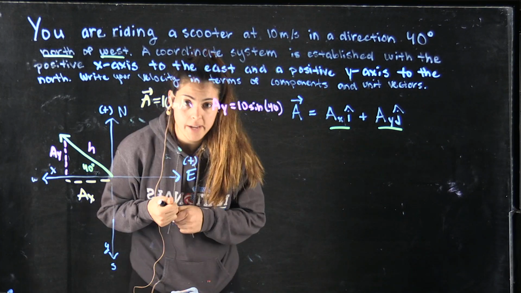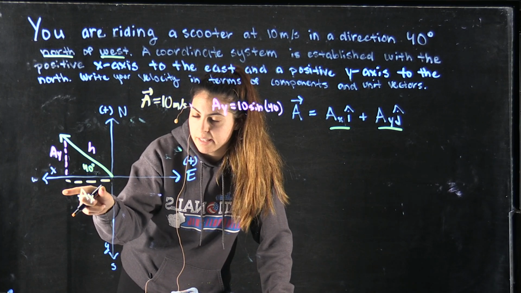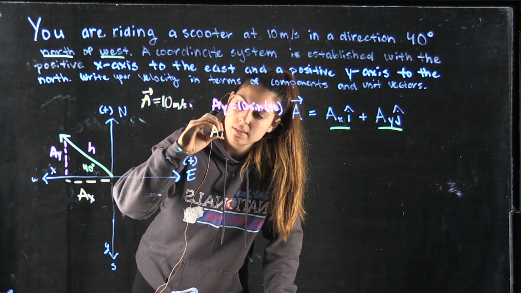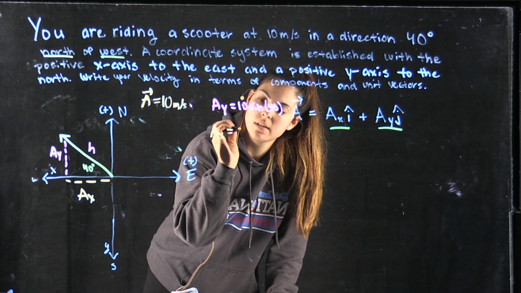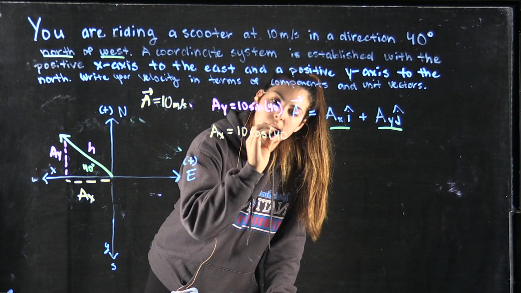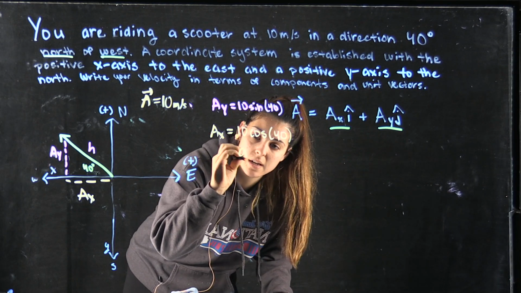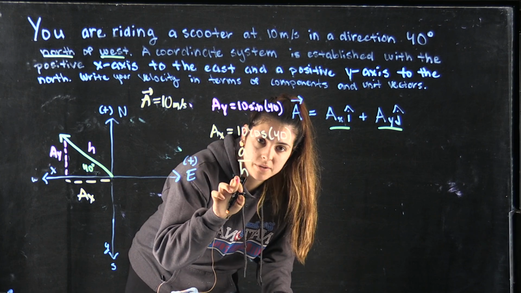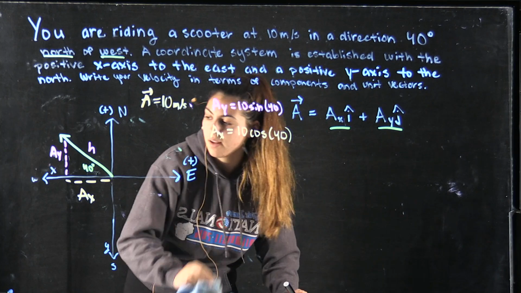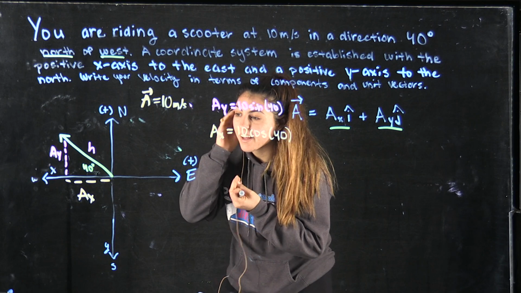Now we're going to solve for A of x, for which we shall use cosine because we're looking for the adjacent length of this angle. So A of x equals 10 cosine 40. Again, the 10 is there because cosine is adjacent over hypotenuse, and the hypotenuse is 10, so we just multiply it to the other side.